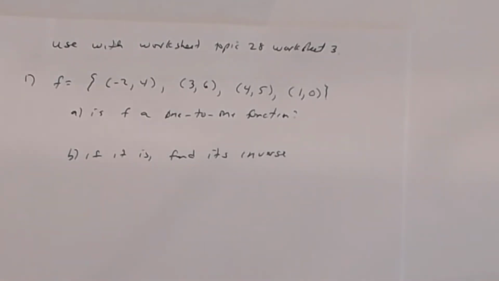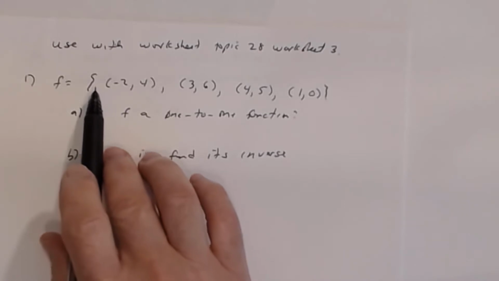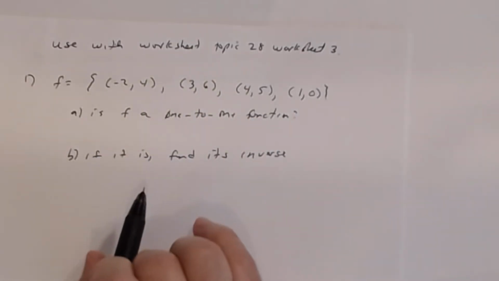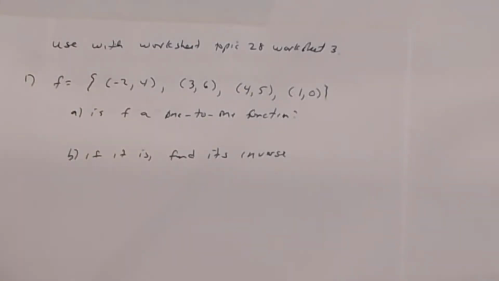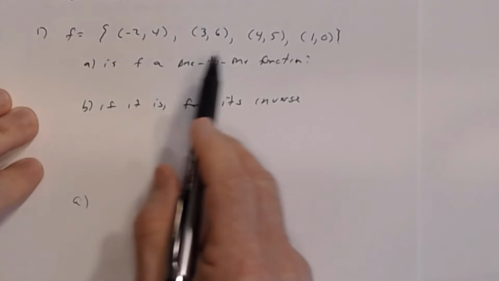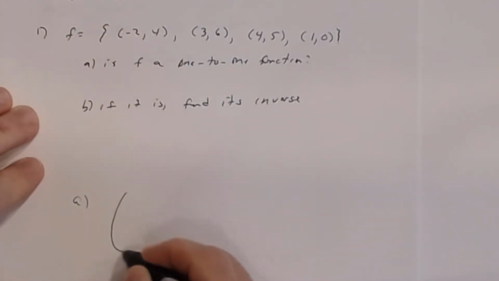All right, number one. So the question is, you're given this function, a set of ordered pairs, and you want to know, is this a one-to-one function? All right, so remember, I'm going to do that here. This is part A. Let's look at the mapping.